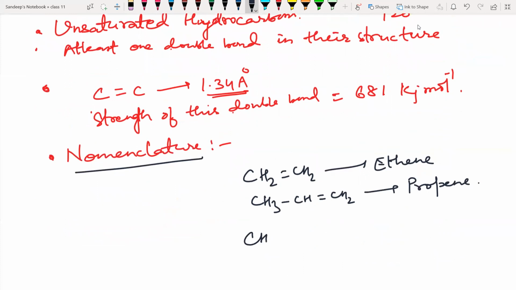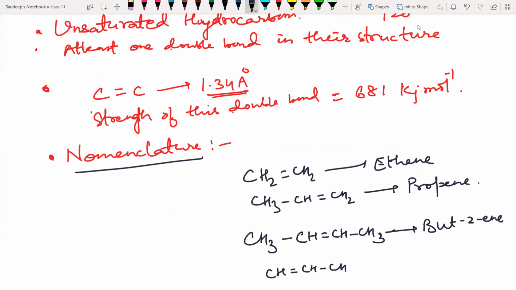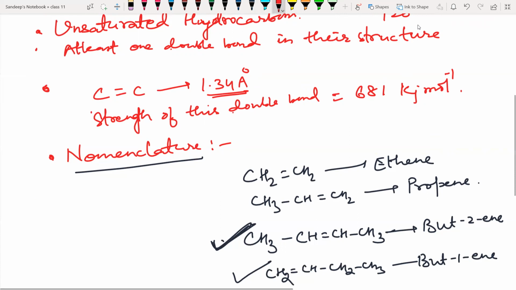But from butene onwards, we have to make sure that we mention the position of the double bond also. So it is called butene. This is called but-1-ene. Keep in mind that but-2-ene and but-1-ene are position isomers. But-2-ene does show geometrical isomerism. But-1-ene will not show geometrical isomerism. I will explain geometrical isomerism in a later part of the video.